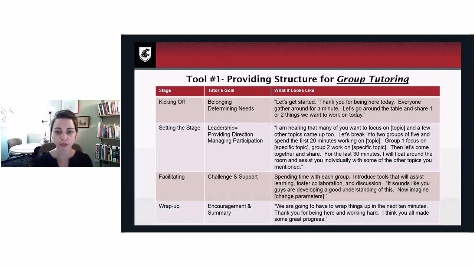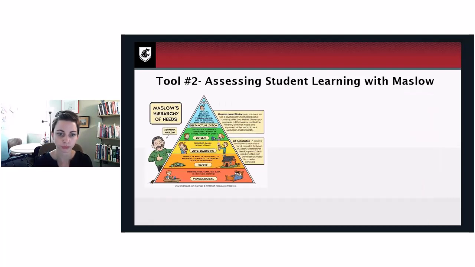Really, it's very similar to the one-on-one. It's just a little bit more leadership and direction on your part with a group. All right, so that was tool number 1. That was looking at how do you structure the tutoring session.